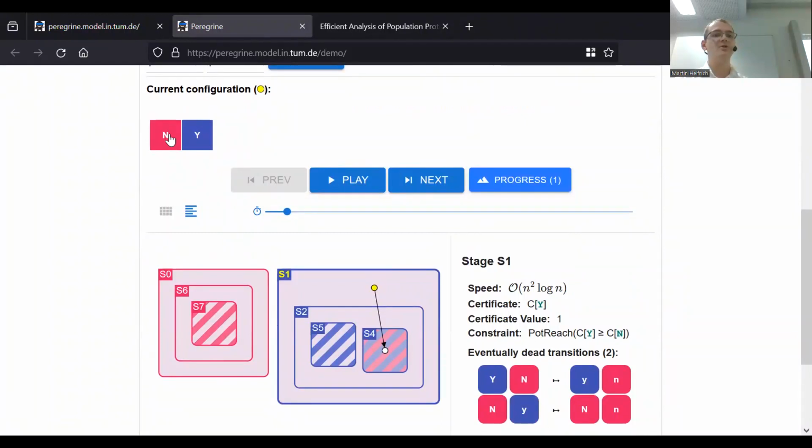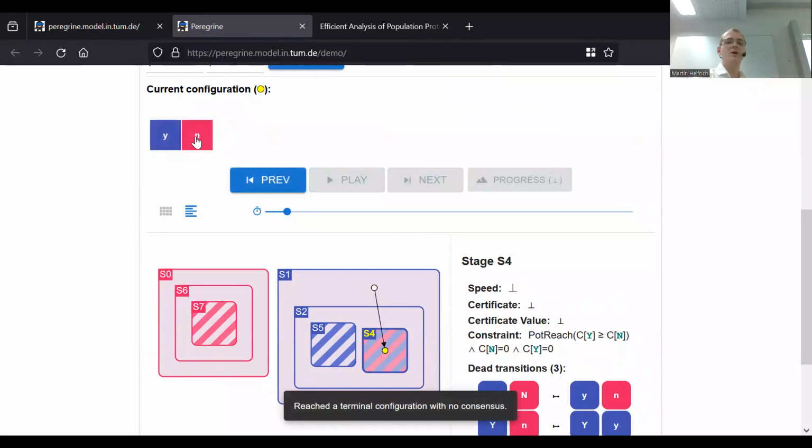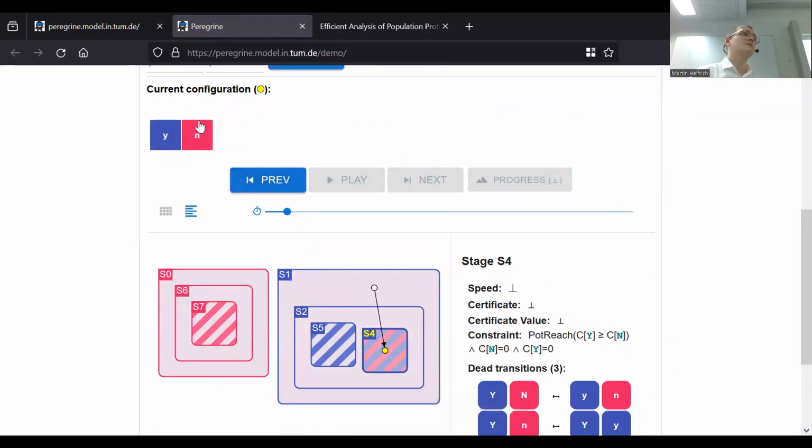Specifically, it found the initial configuration where there's a tie. And the question was, are there at least as many bluebirds? So we want this to become a blue consensus. But because I removed the rule for the tie, we get stuck in a configuration without a consensus.